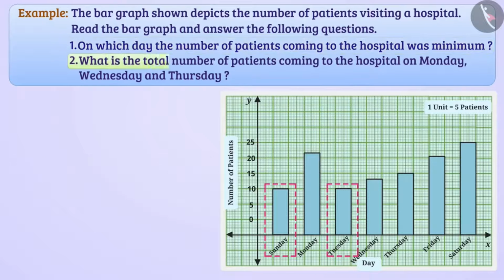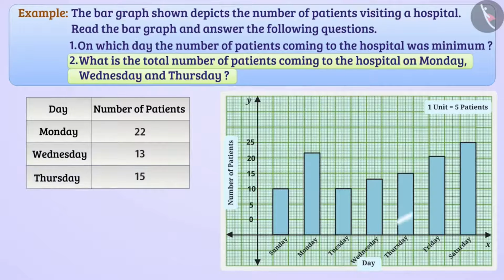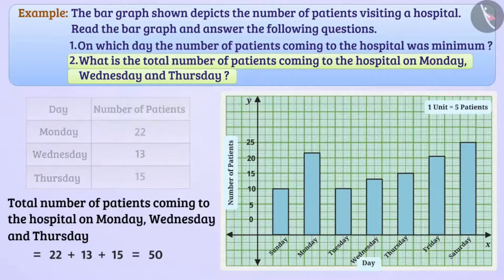What is the total number of patients coming to the hospital on Monday, Wednesday and Thursday? Based on the length of the bars, we can say that in the hospital, 22 patients visited on Monday, 13 patients on Wednesday and 15 patients on Thursday. In this way, the total number of patients coming to the hospital on Monday, Wednesday and Thursday is 22 plus 13 plus 15 is equal to 50.